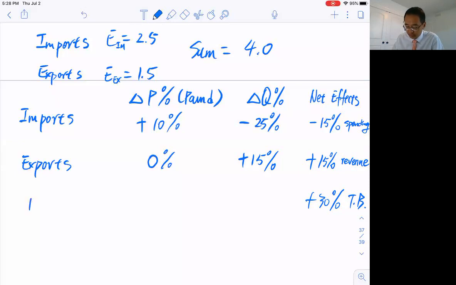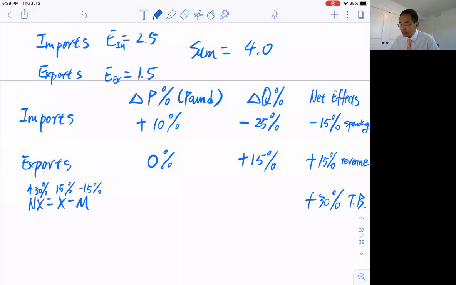Trade balance or net exports equals exports minus imports, right? So this increases by 15, this decreases by 15, so overall this will increase by 30, right? That's how I got there. So now maybe it's better to do plus and minus. So do 15%, and this is minus 15%, right? So 15% minus negative 15% is 15% plus 15%. That's how I got 30.